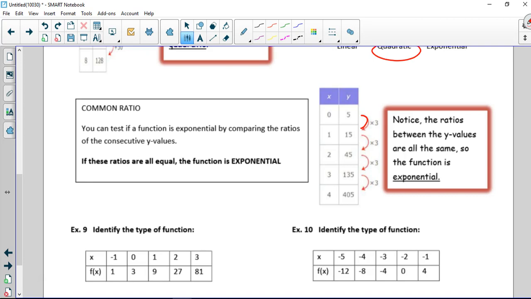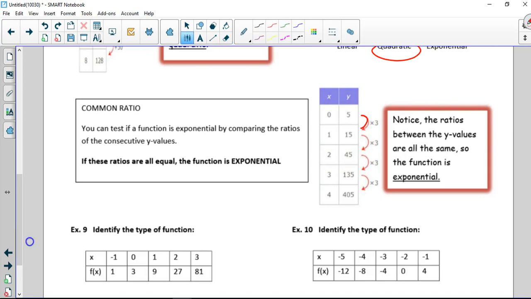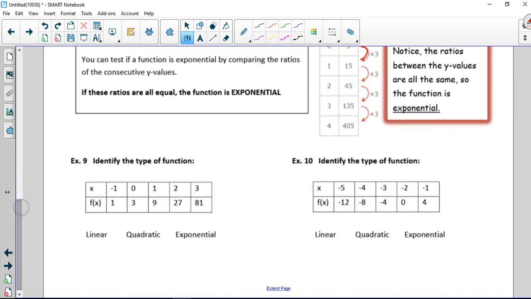And then obviously the differences between plus 10 and plus 30 and plus 90 are not equal, and on the second level, well, that's plus 20 and that's plus 60. No, can't be linear and can't be quadratic. At that point, you have to look at it and see if it's going up by multiplication, which in this case it is. 5 times 3 is 15, times 3, times 3, times 3. That makes it exponential.